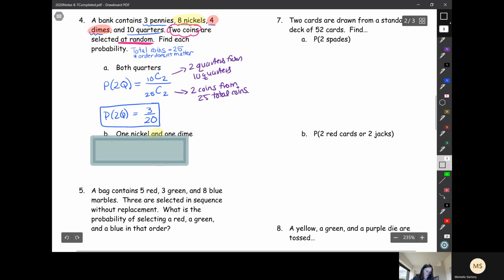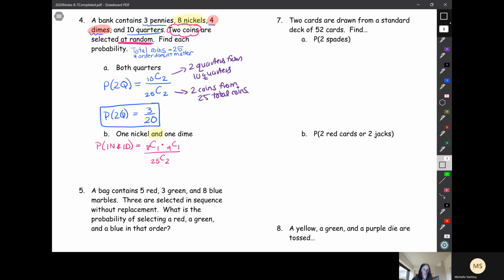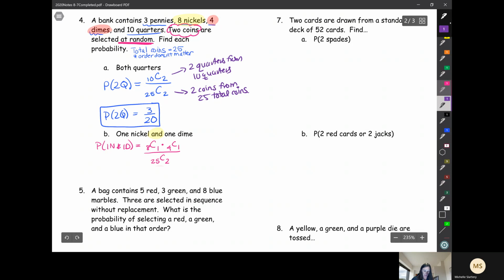Okay. And then my denominator, I'm still choosing 2 coins. So 8C1 for 8 nickels, and I'm choosing 1. 4C1 for 4 dimes, and I'm choosing 1. Anytime you're choosing 1, it's always just going to give you that number when you simplify. So you could also write this if you want to, or you could put it as just 8 times 4 over small 25C2. You can also write it like that if you'd like. And we just go ahead and we calculate that, and we end up with 8/75.